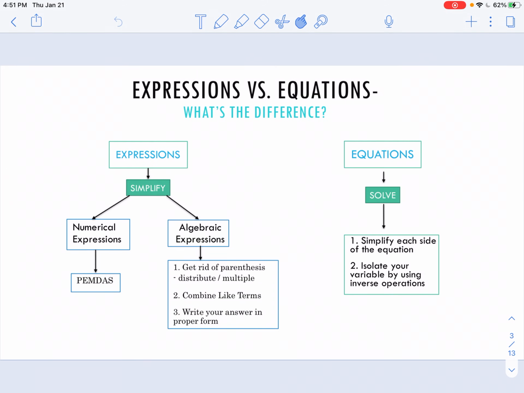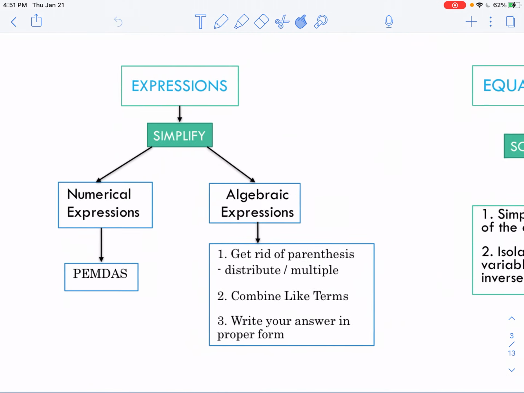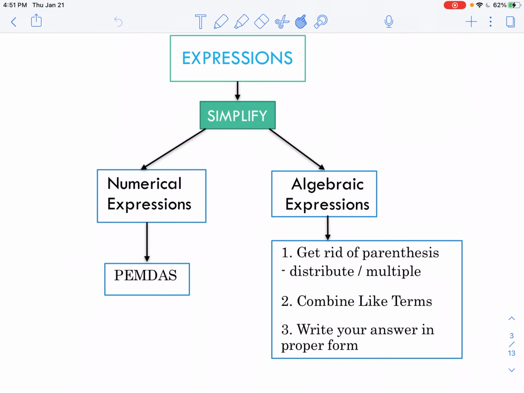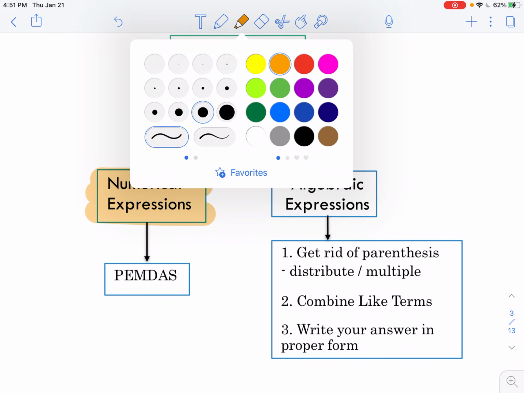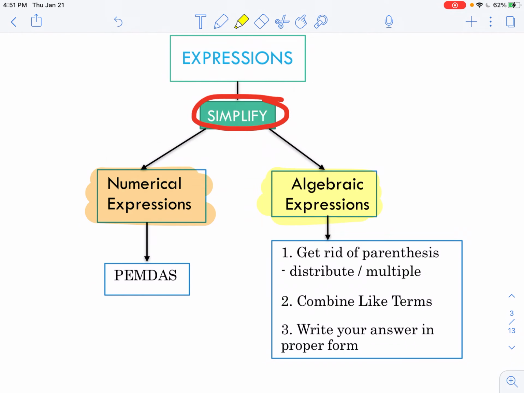Alright, so before we begin today's lesson, we really want to focus on the difference between expressions versus equations. We've done a lot of work with expressions, so let's zoom in on this part of our flowchart first. Remember, when we're dealing with expressions, there's nothing to solve. You're always going to be simplifying. So whenever you're dealing with expressions, you're typically going to see the directions say to simplify. There are two major types of expressions. We have numerical expressions, which are any expressions that contain numbers and operation symbols. And we have algebraic expressions, which contain numbers, operation symbols, and variables.